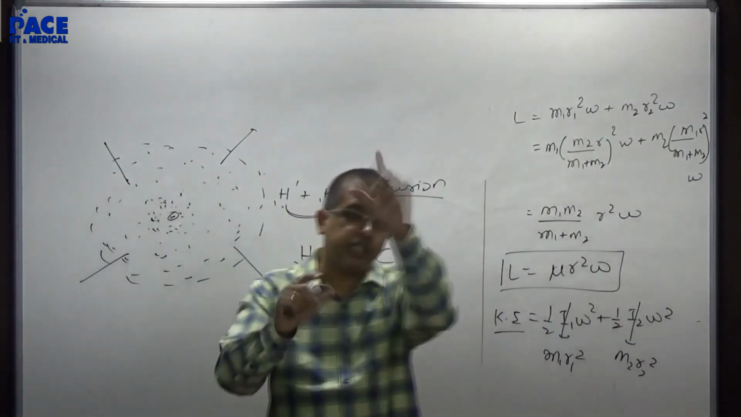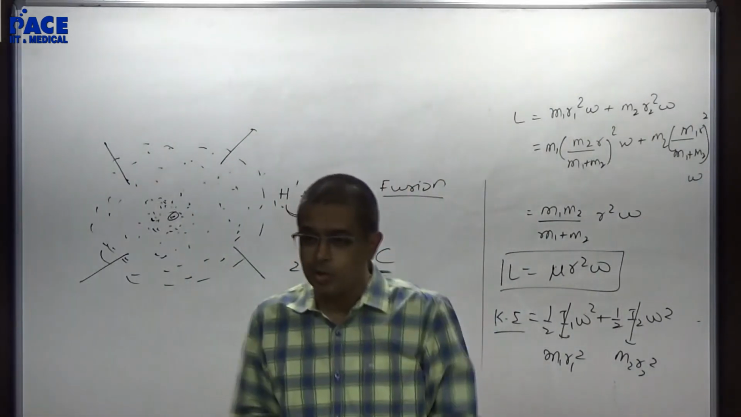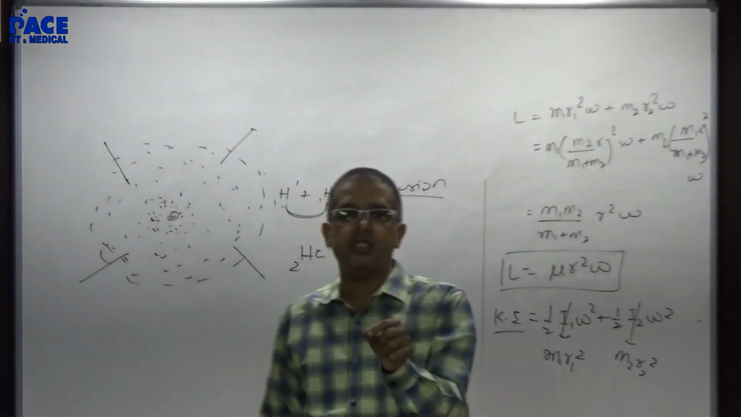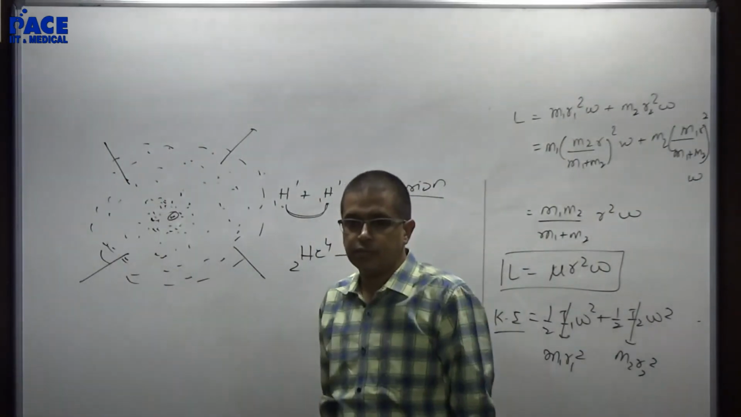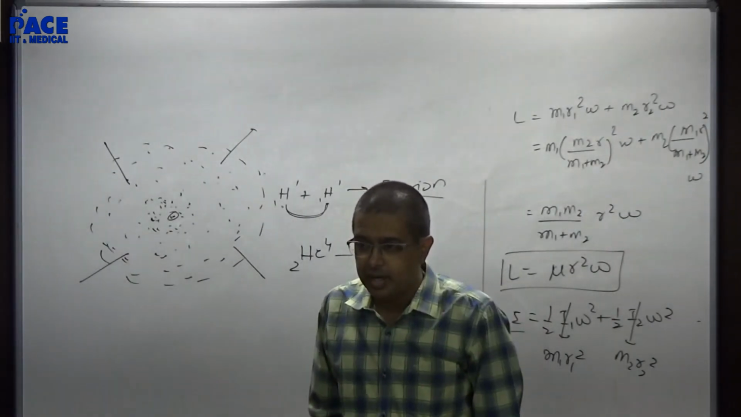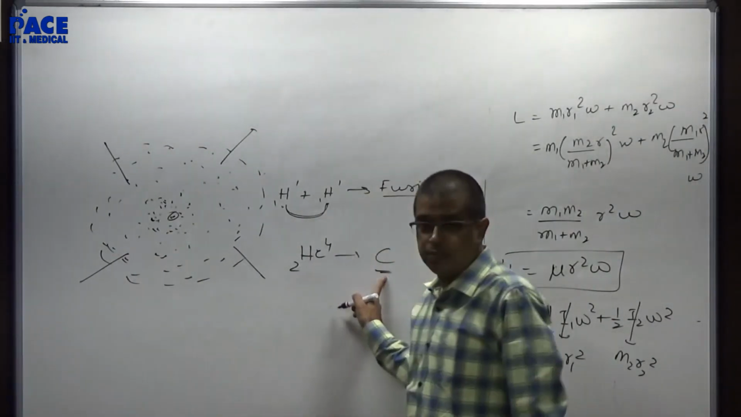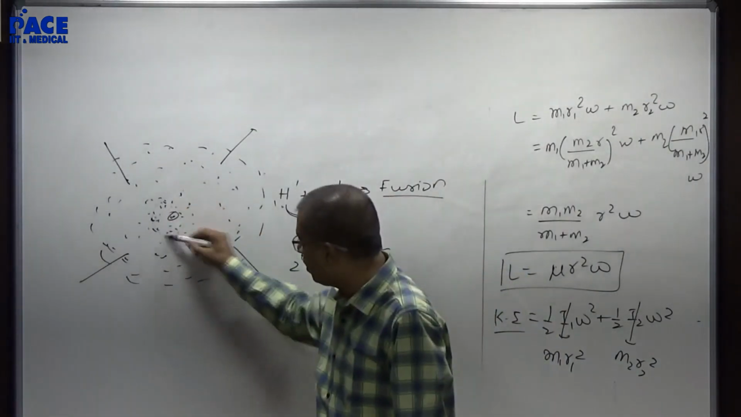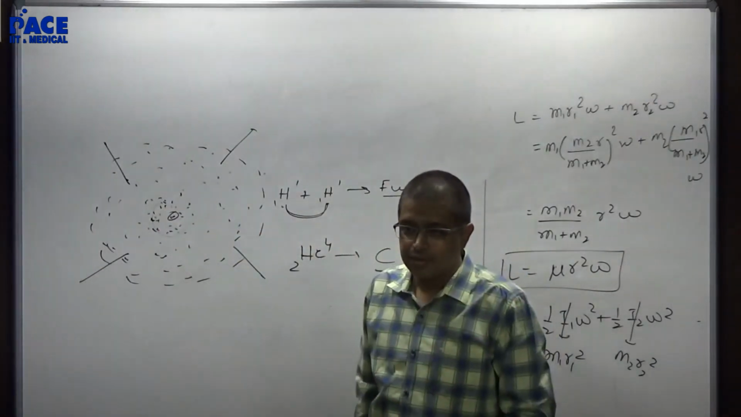Carbon nuclei merging is impossible, however much density you give. Hydrogen nuclei merging itself is quite difficult. For carbon nuclei it will be abnormally high. Now this merging is impossible. So beyond that what happens? There will be no more merging.